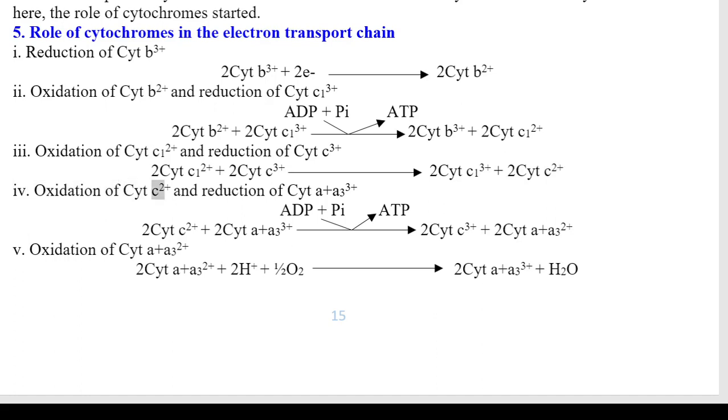4. Oxidation of Cyt c2+ and reduction of Cyt a plus a3 3+. 2 Cyt c2+ plus 2 Cyt a plus a3 3+ gives 2 Cyt c3+ plus 2 Cyt a plus a3 2+. 5. Oxidation of Cyt a plus a3 2+. 2 Cyt a plus a3 2+ plus 2H+ plus 1/2 O2 gives 2 Cyt a plus a3 3+ plus H2O.